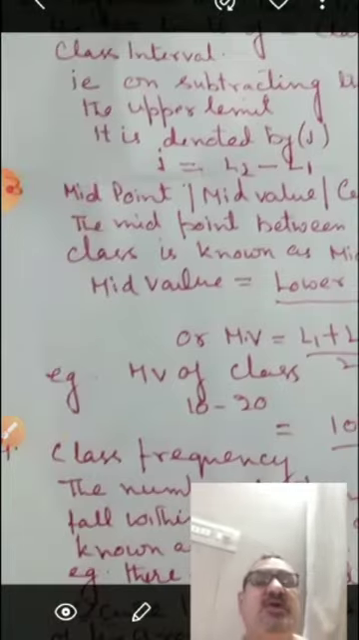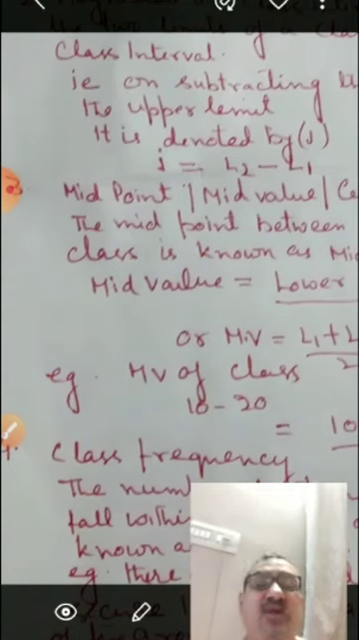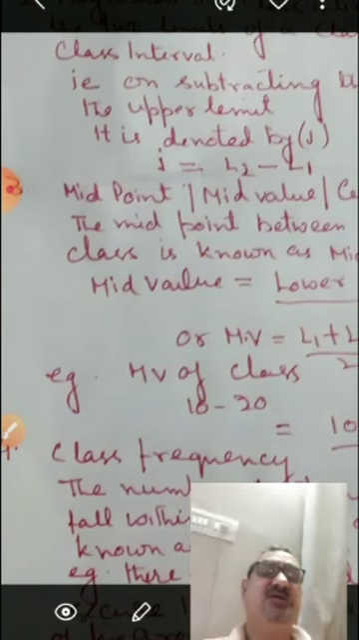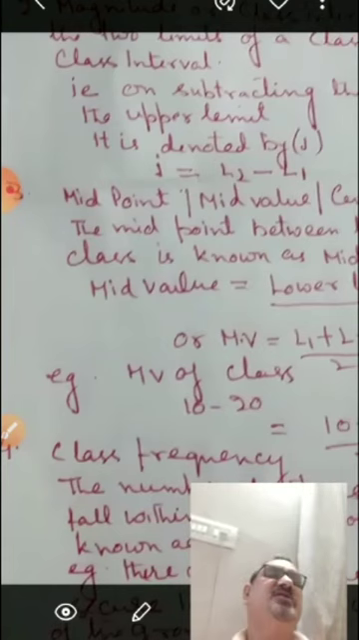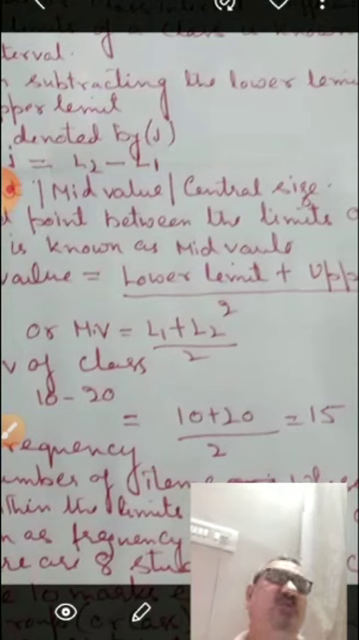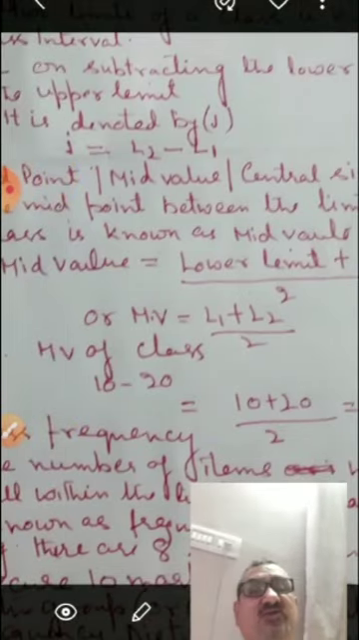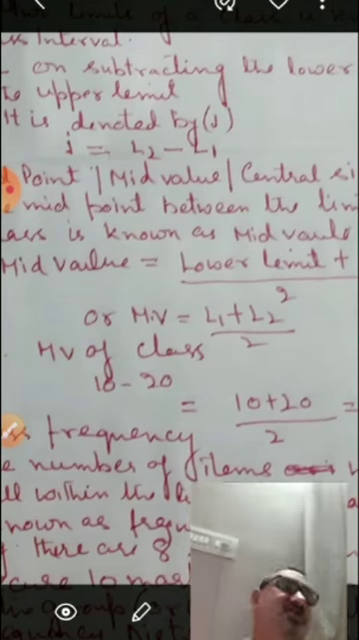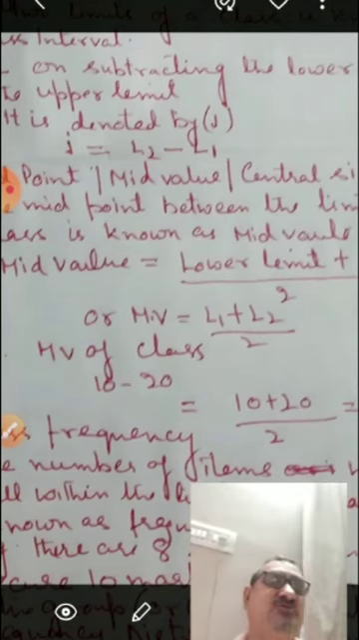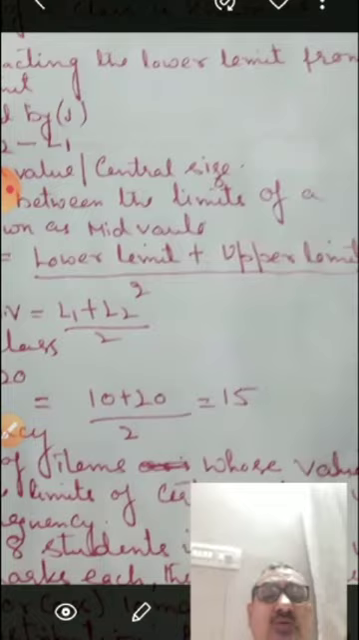Now we'll come to the point, what is the mid value? Mid value is calculated from L2 and L1. The formula is lower limit plus upper limit divided by 2, or mid value is equal to L1 plus L2 divided by 2. For example, if the class is 10 to 20, the mid value for the class will be 10 plus 20 divided by 2, and that is 15.